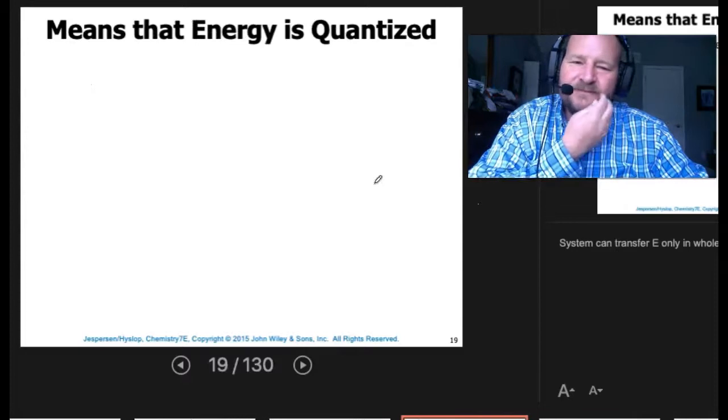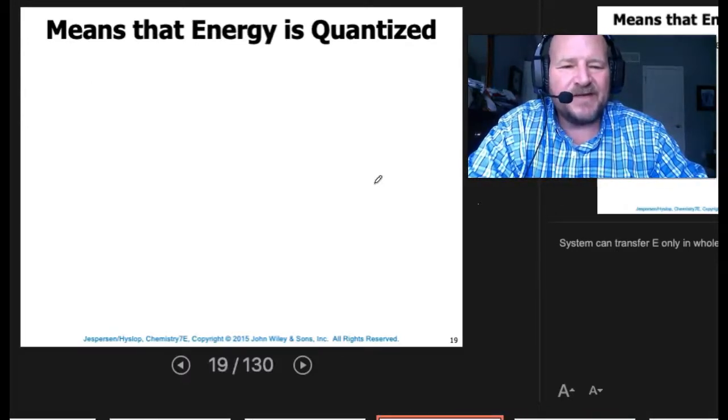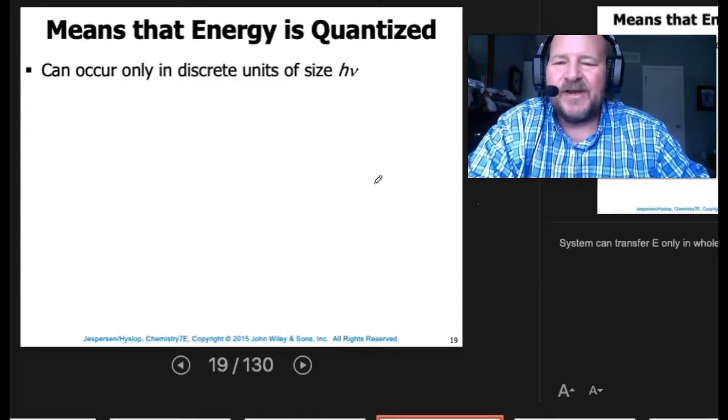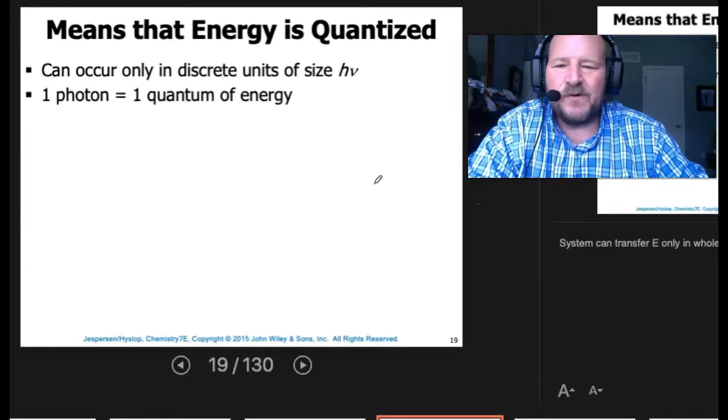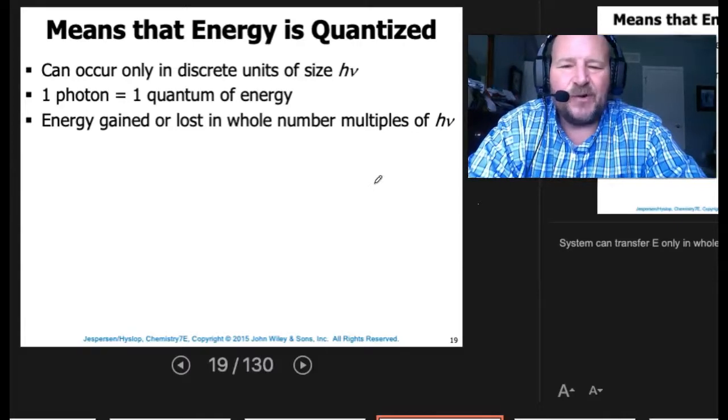Now, what does this mean? Well, it means that energy is quantized, right? Remember those packets, those quanta? It can only occur in discrete units of size, which is h nu. So one photon was one quantum of energy. So energy gained or lost has to be in whole number multiples of h nu.